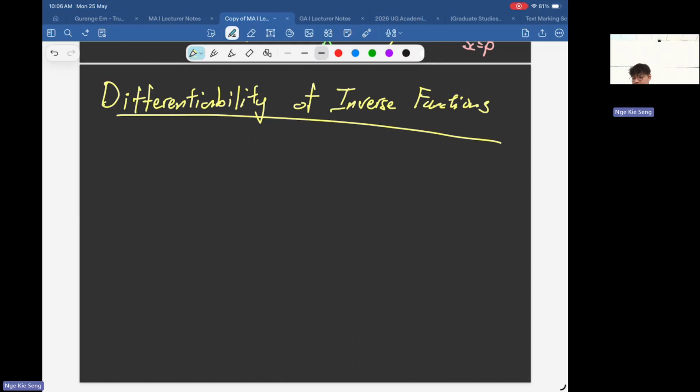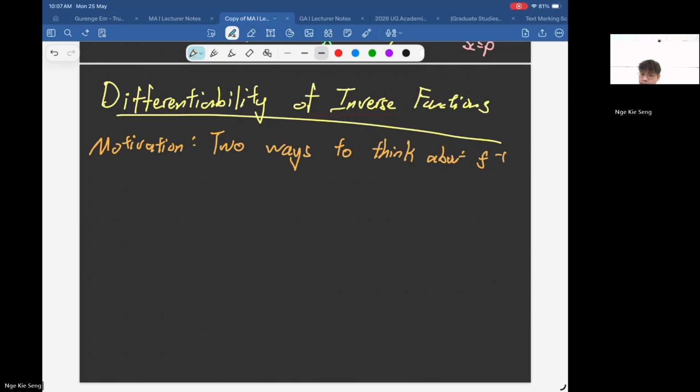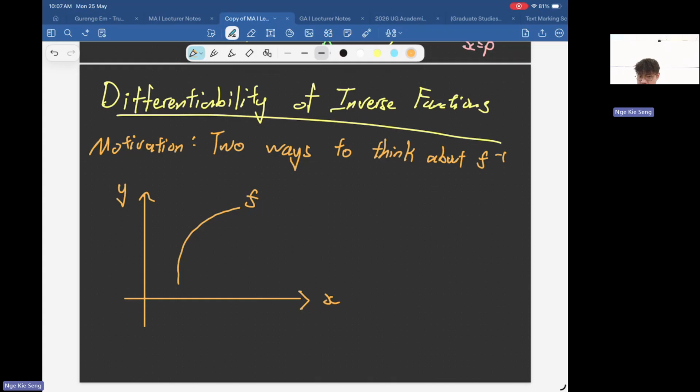So there are actually two ways to think about the inverse function. One way is this. Say I've got this function looking like this, f, where y is x.